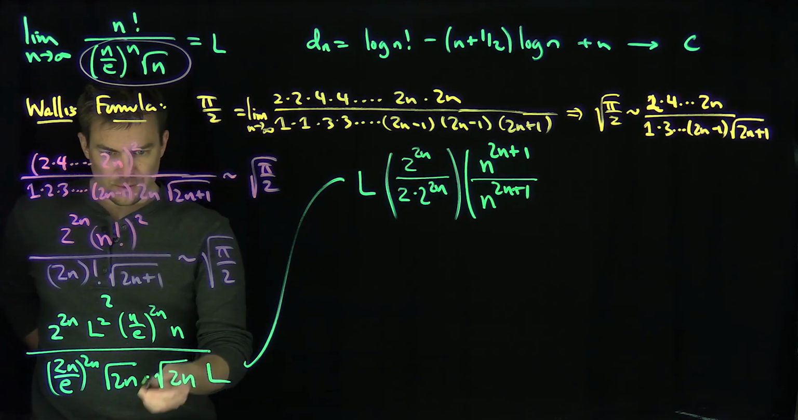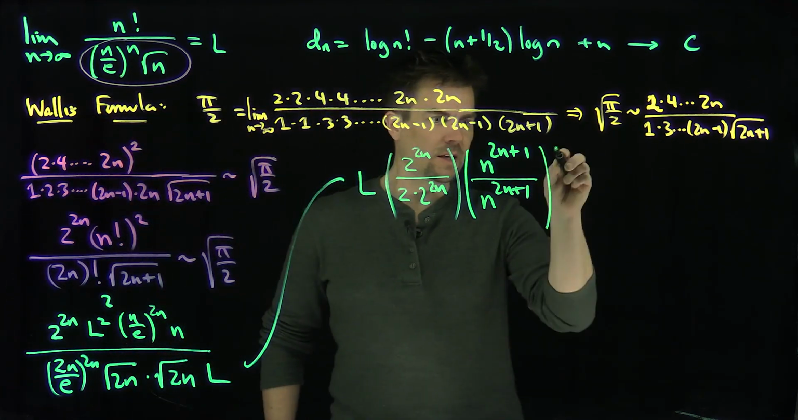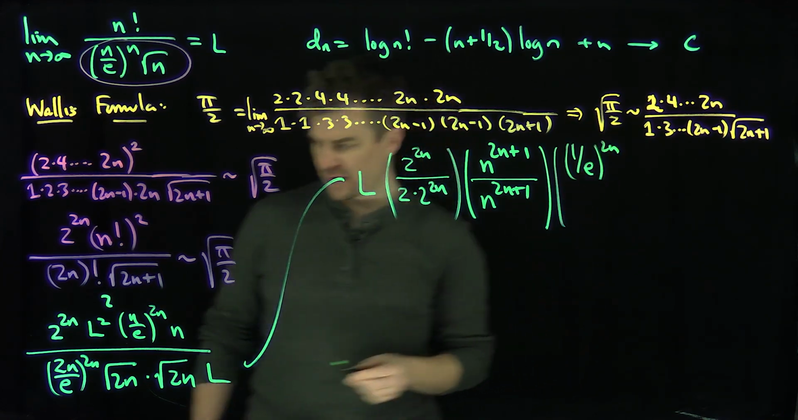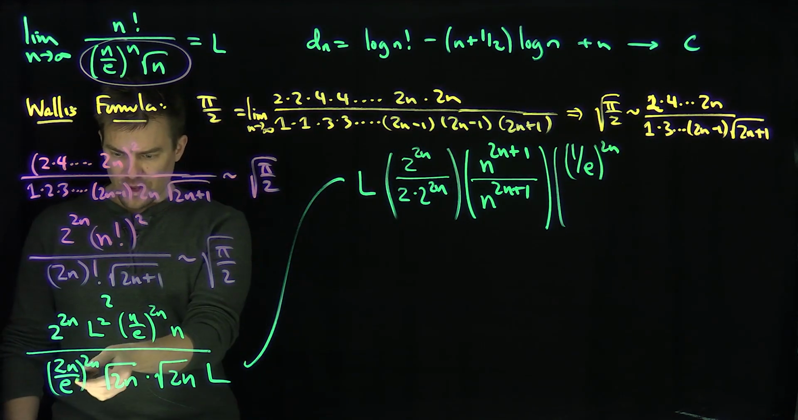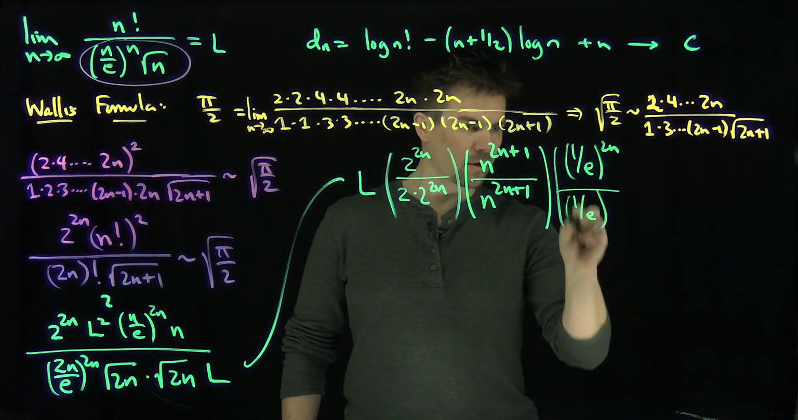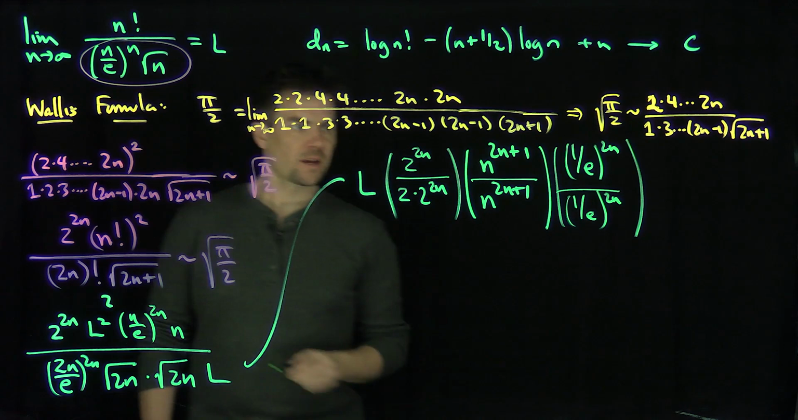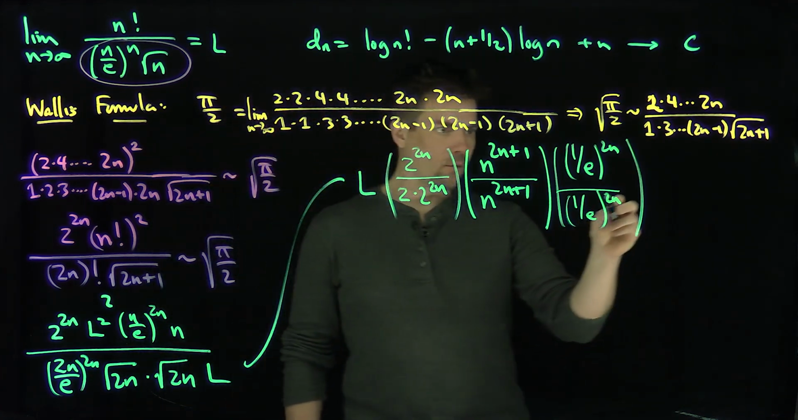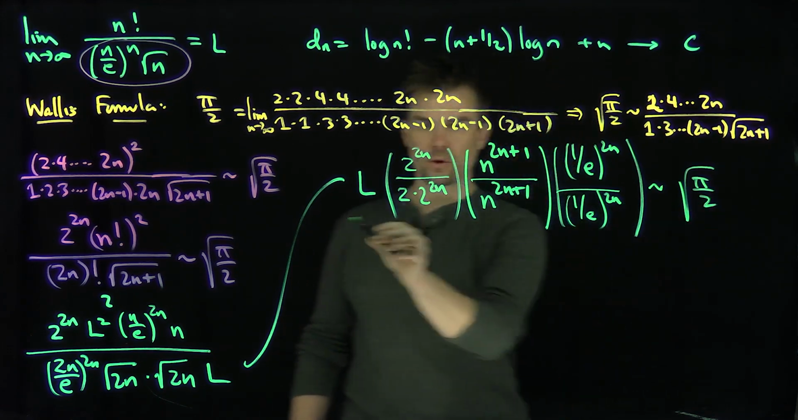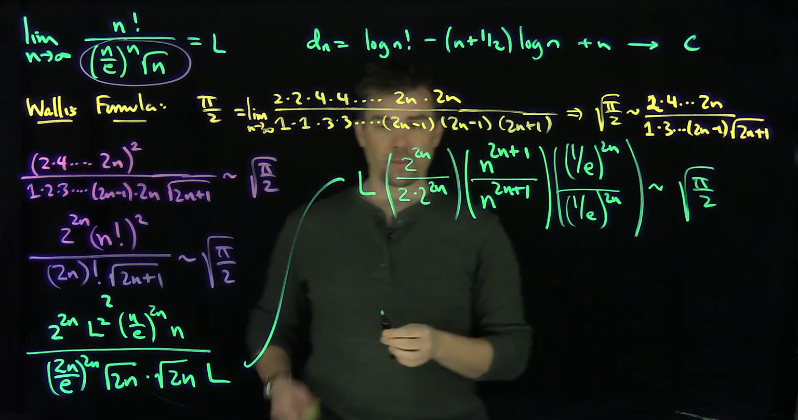Good. And then let's see, what do we have over here? In the numerator, we have a 1 over e to the 2n. And then we have a 1 over e to the 2n in the denominator over there. So those are of the same order. Okay? And this thing, of course, is on order the square root of pi over 2. In other words, this whole expression, as n goes to infinity, tends to 2 over pi.